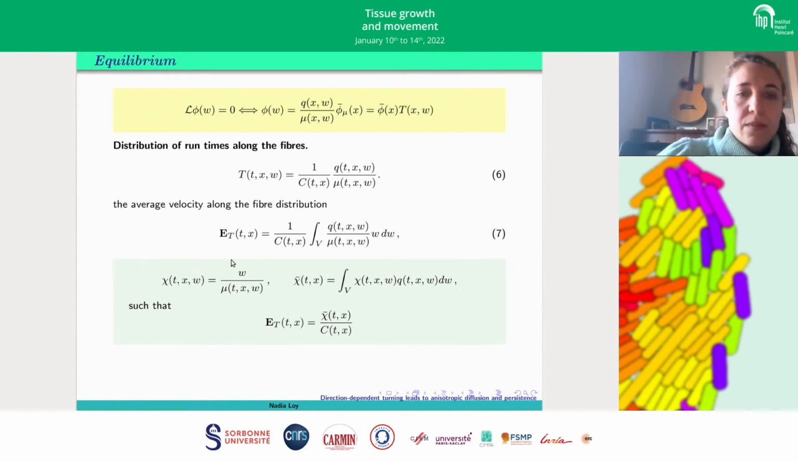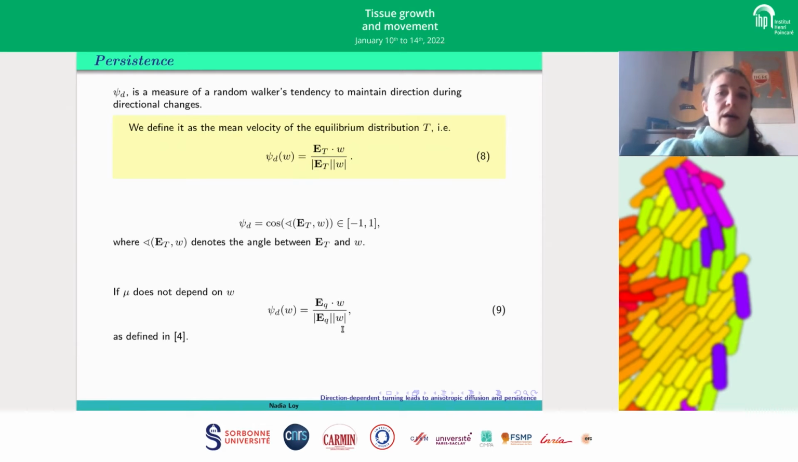And this quantity may also be rewritten in this way. So if we introduce chi, the displacement for a cell having velocity w, then we may also integrate this quantity in order to obtain the average displacement for a cell over the fiber network. And therefore, this average velocity over the fiber distribution is given by the ratio between this mean displacement and the mean run time over the fiber network.